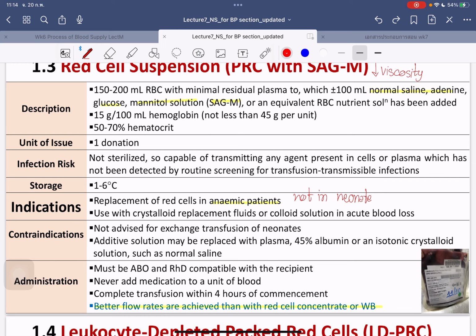When you transfuse something to the neonate, you have to consider that the neonate has a small blood volume. We cannot give 1 unit to the neonate. And second, we have to consider what is inside the blood bag, such as CPDA1. If you add too much into the neonate, it can induce death, as can anything that you put in the blood bag. So it is not recommended for exchange transfusion in the neonate.